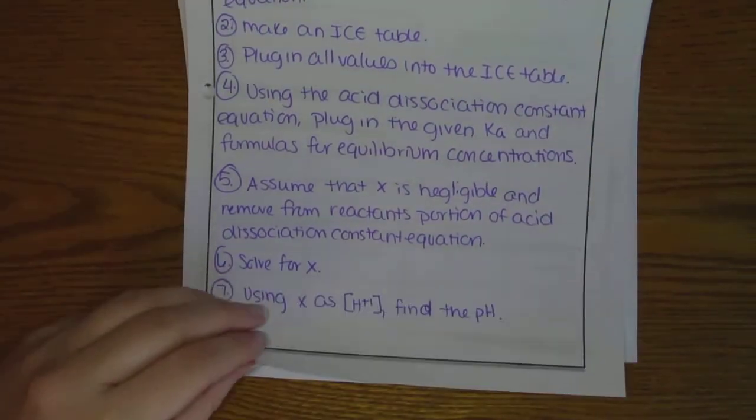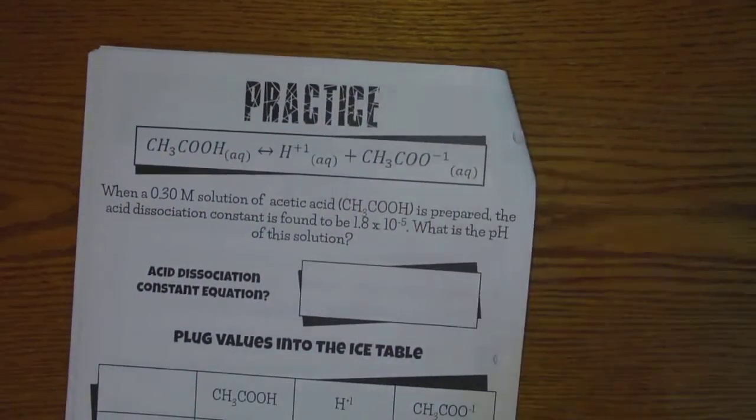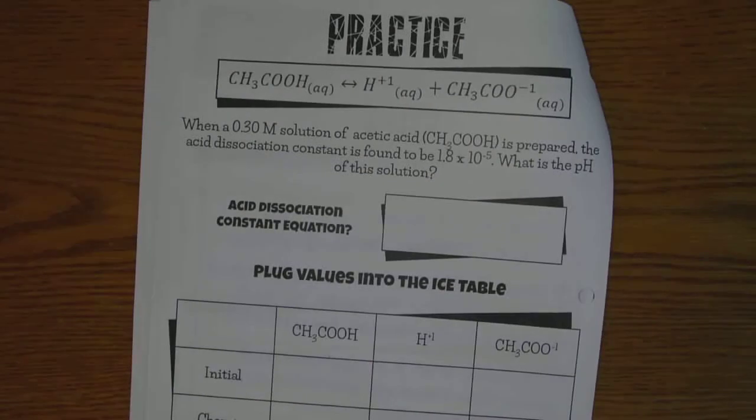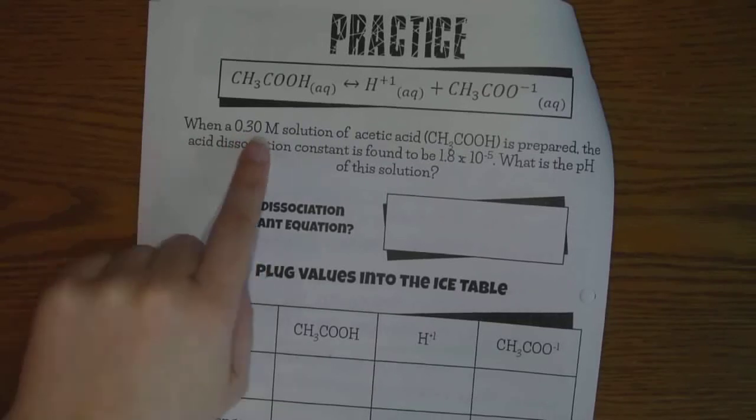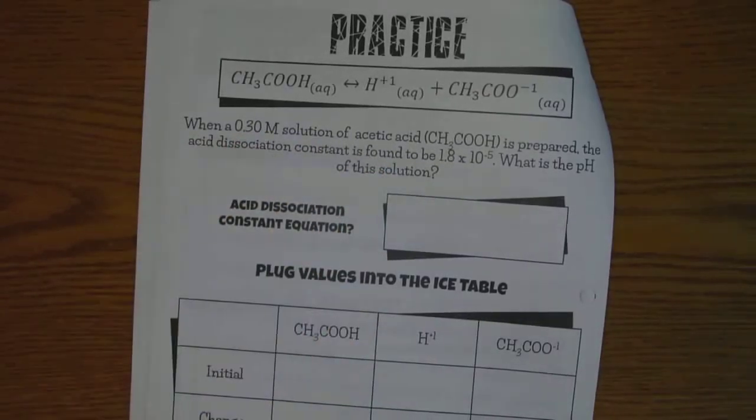Okay, so we're going to go through an example of this. So here we're using acetic acid, and this is found a lot of times within vinegar. Kind of common. So, it does not smell very good, FYI. So, when a 0.30 molar solution of acetic acid is prepared, the acid dissociation constant is found to be 1.8 times 10 to the negative fifth. What is the pH of this solution?